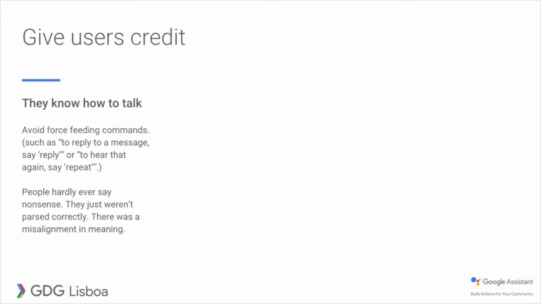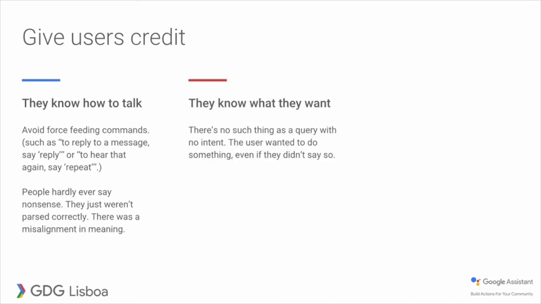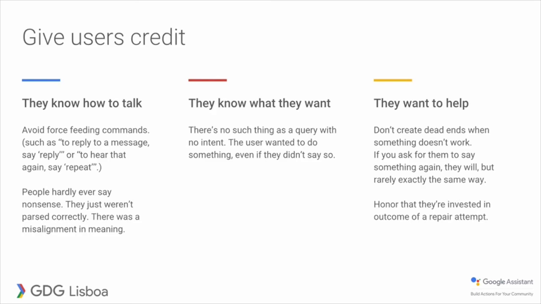Give users credit. They know what they're trying to talk about. Everyone knows how to talk. Everyone knows what they want to achieve. So don't treat them as, I can't say that because it's recording, but don't treat them as, never mind. So they know what they want to achieve, right? They know what they want to get out of your app. If they're talking with your app, there's a reason for it. And they want to help. They want to achieve something. They want to get there.